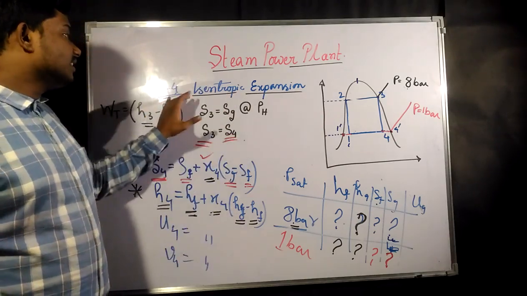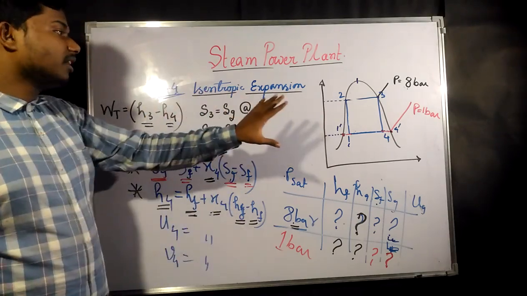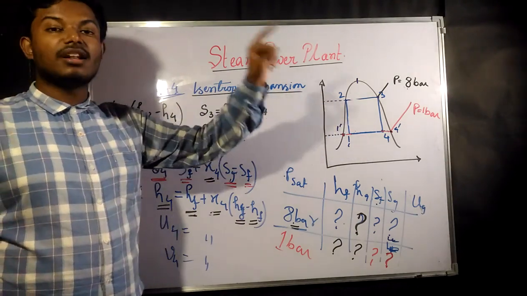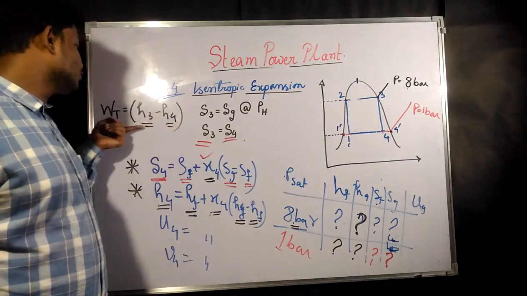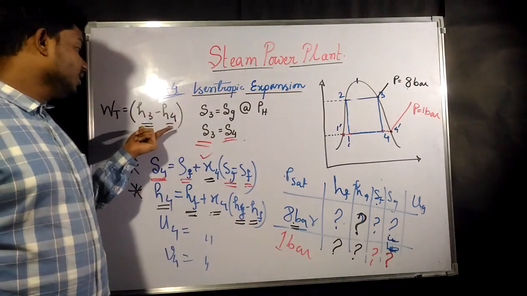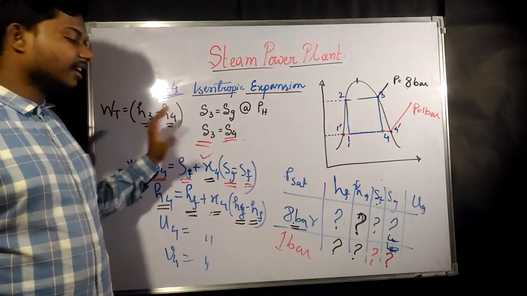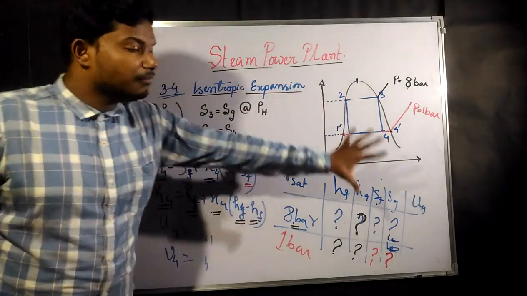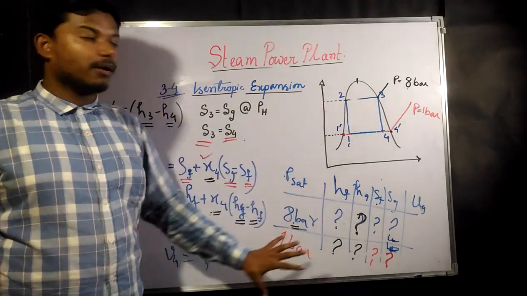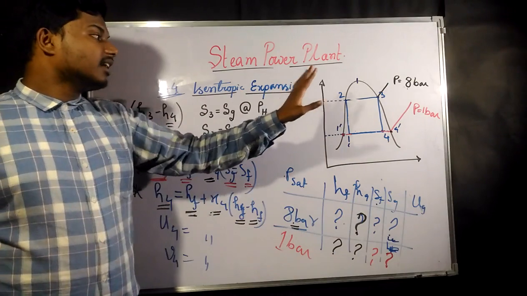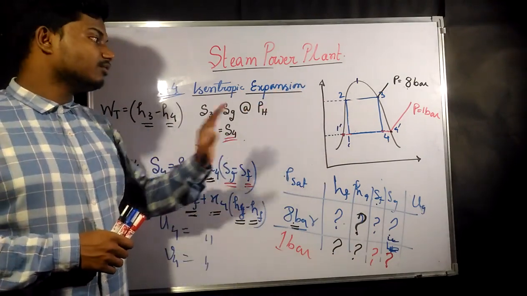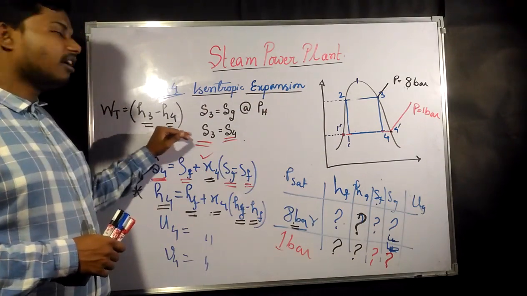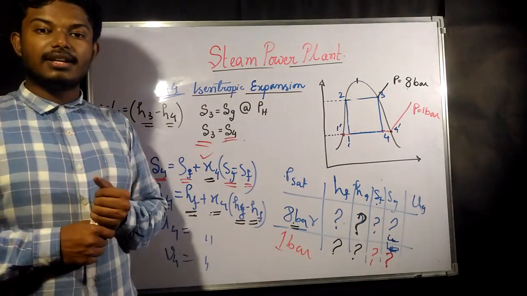So 3 to 4 is an isentropic process. 3 to 4 is nothing but our work producing process. For a work producing process, how do we find the work done by turbine? We need to find the enthalpy difference, and this should be found considering these processes. After the analysis of 3 to 4, we have found the work done by turbine.